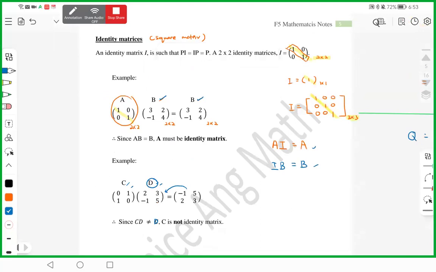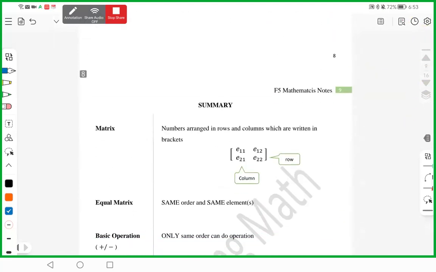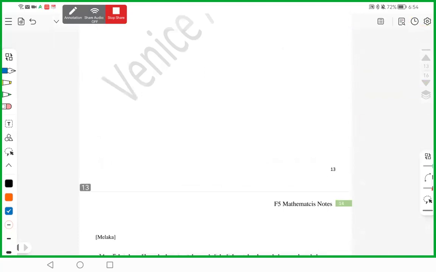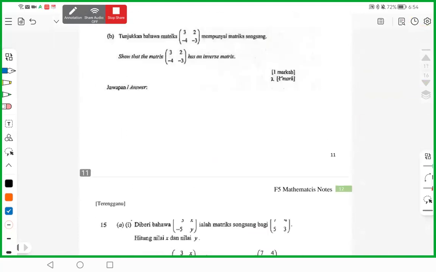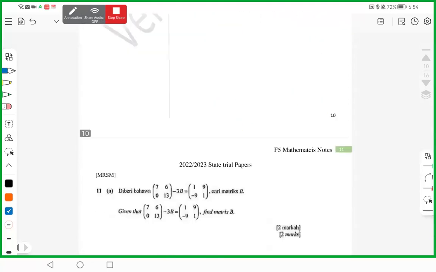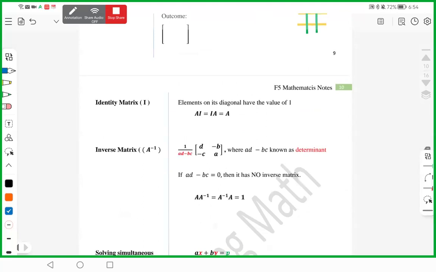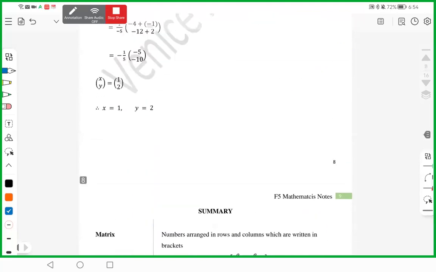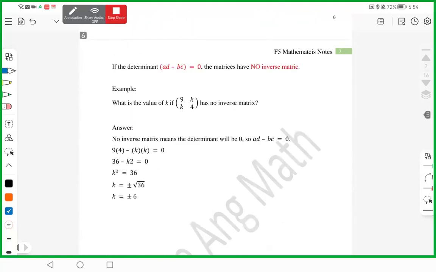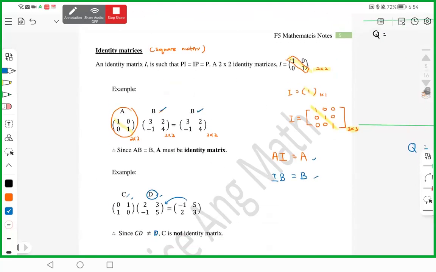Okay, so I will send this file later together with the past year questions at the back. Don't need to do them first, because we have to learn until inverse matrix first, then only can do the past year questions. So today's class is only the basics, until level 3 only. Next lesson, we'll move on to level 4 and level 5.